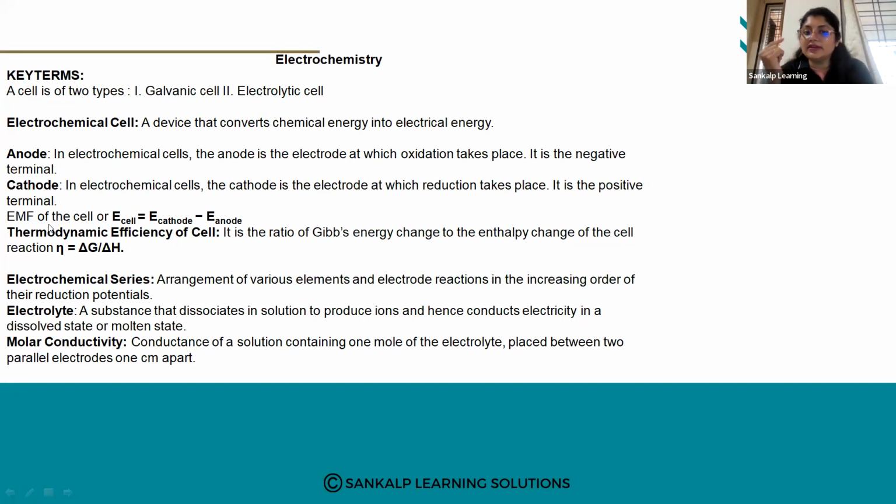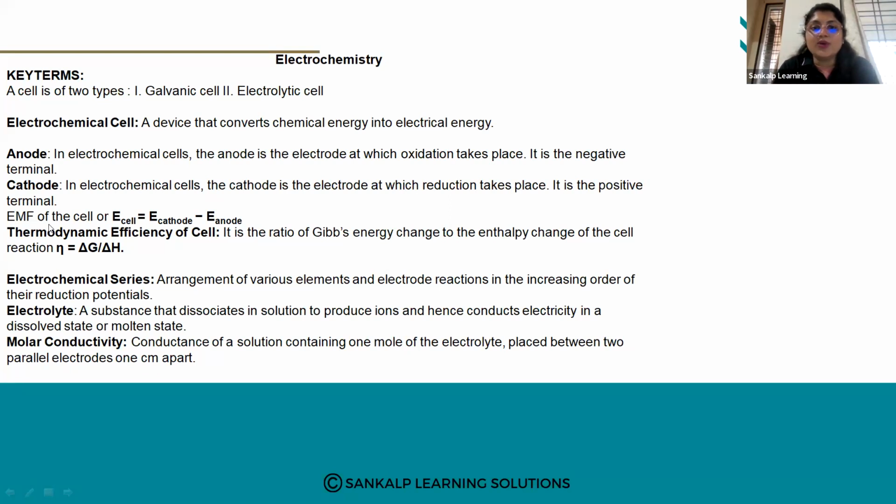Anode is the electrode at which the oxidation takes place. There will be loss of electrons at this electrode, and this is called the negative terminal. So the negative terminal is called anode.